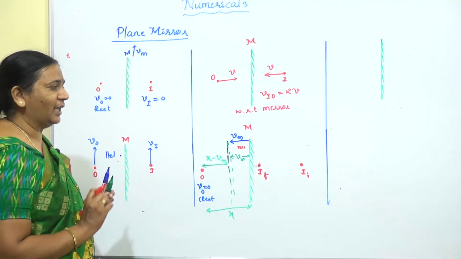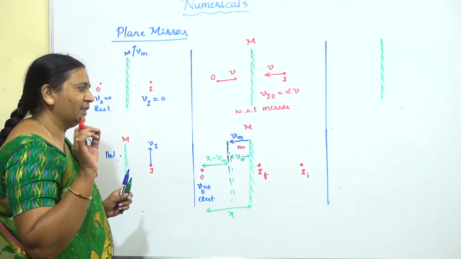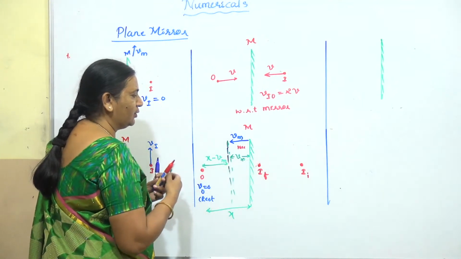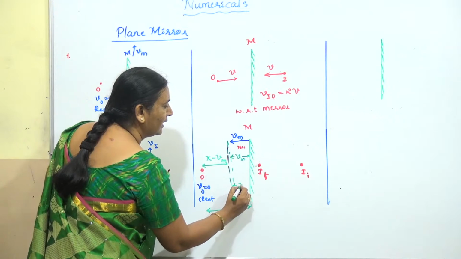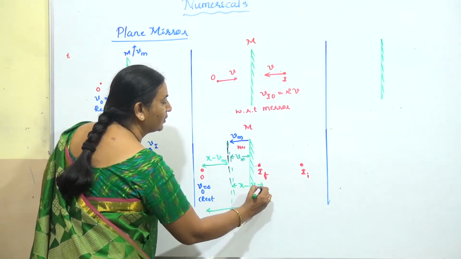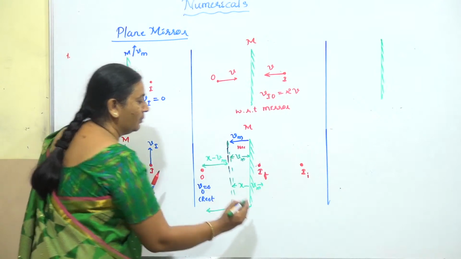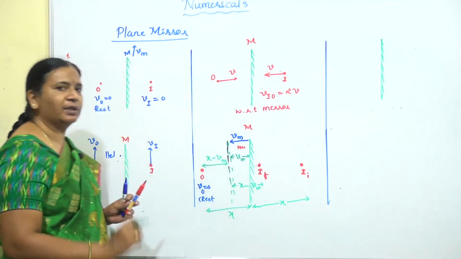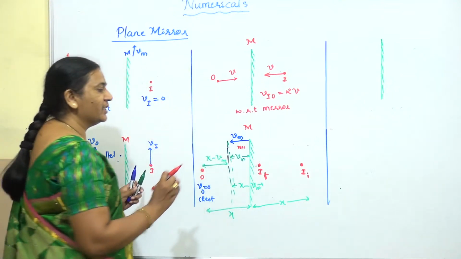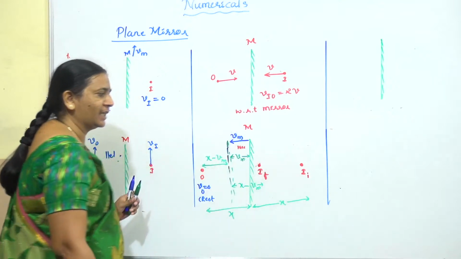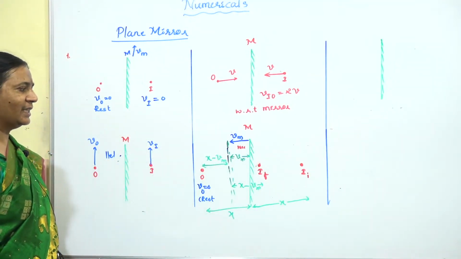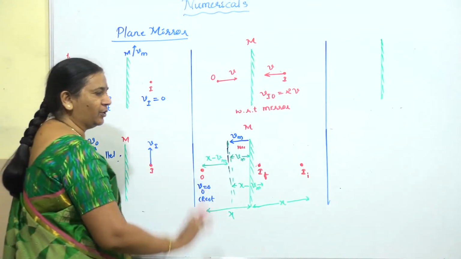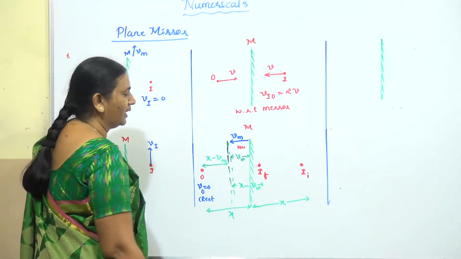Now you have to calculate the speed of the image. This distance also becomes x minus Vm, because the object distance should be equal to the image distance. Before, x was the distance. Then how much distance has your image moved through in 1 second? That itself becomes the image speed also.